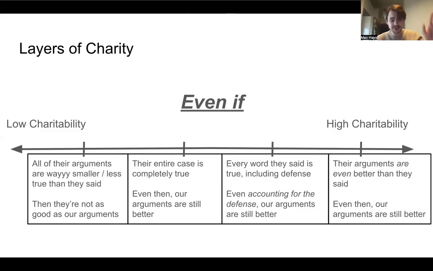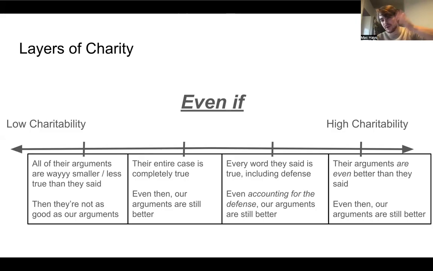So low charitability is the same as before, right? All of their arguments are way smaller, way less true than they said. That's because we're winning a bunch of defense on them. So clearly they're not as good as our arguments. Our arguments are a better place to vote. All defense is mitigation, all mitigation is weighing. That's the gist of this. Then one step more charitable, we get their entire case is true. Fine. The contention they're going for, it's true. Pretend we don't have any responses. Even so, we outweigh on magnitude. Our impact scenario affects more people, it outweighs on scope, and so it's bigger and it's more important.